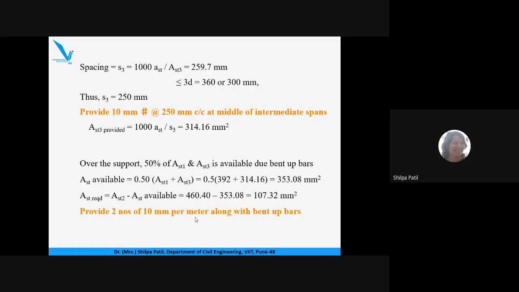Otherwise, if you go by 8 mm, what is the area of a single bar? 8 mm, huh? 50.26, right?